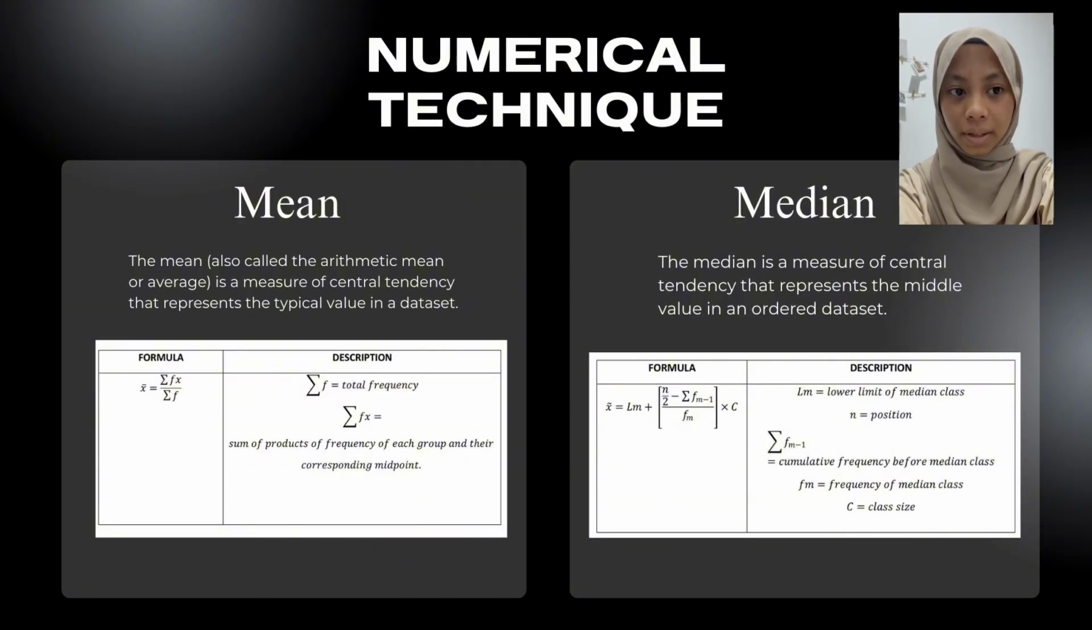Mean is known as a measure of central tendency that represents the typical value in a dataset. The formula for mean is: mean equals total of fx divided by total of f. Total of f is known as the total frequency, while total of fx is known as the sum of the product of the frequency of each group and their corresponding midpoint.